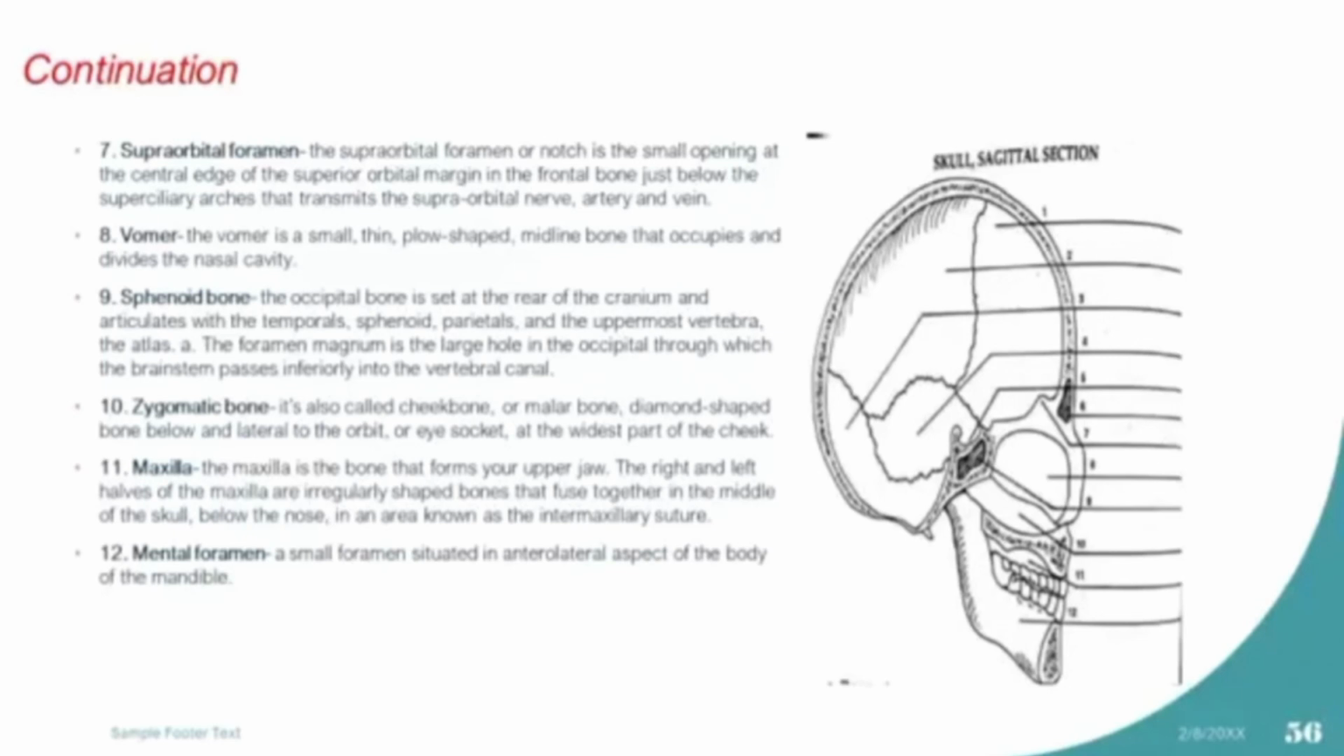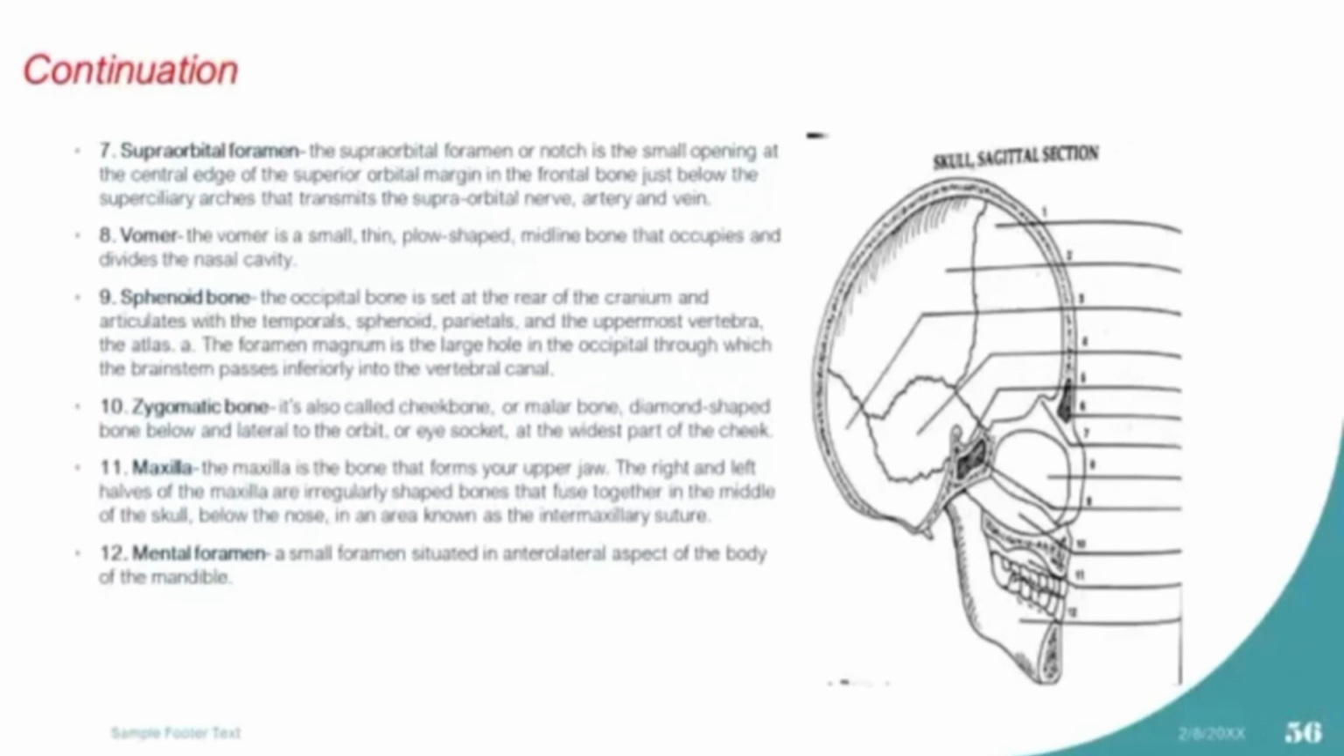8. Vomer. The vomer is a small, thin, plow-shaped midline bone that occupies and divides the nasal cavity. Number 9. Sphenoid bone. The occipital bone is at the rear of the cranium and articulates with the temporals, sphenoid, parietals, and the uppermost vertebra, the atlas. The foramen magnum is the large hole in the occipital through which the brainstem passes inferiorly into the vertebral canal. 10. Zygomatic bone.